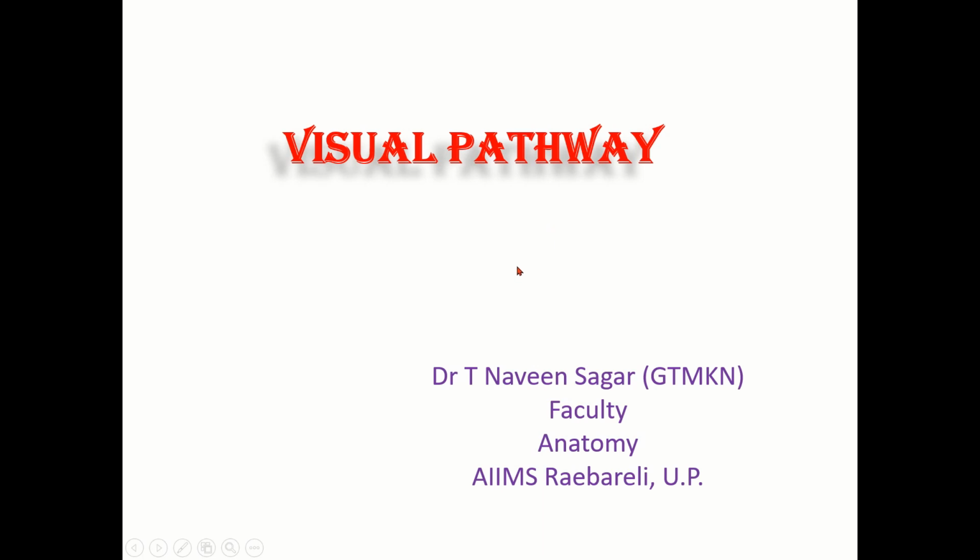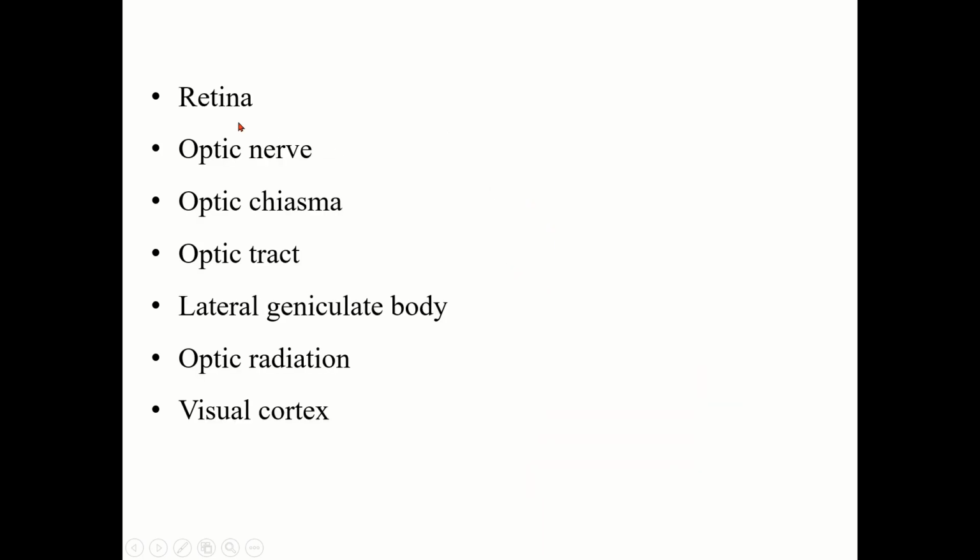So today we'll be dealing with the visual pathway. The visual pathway starts from the retina. Light rays will fall on the retina. Then the fibers from the retina come out as the optic nerve.